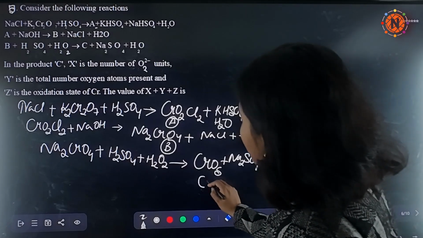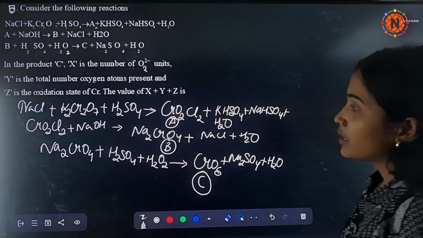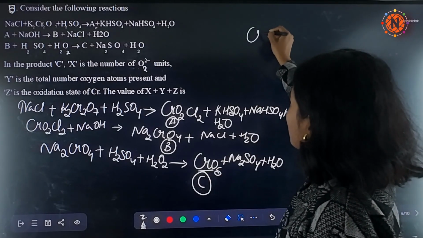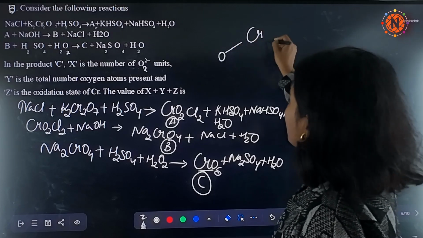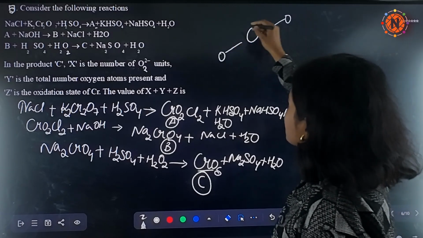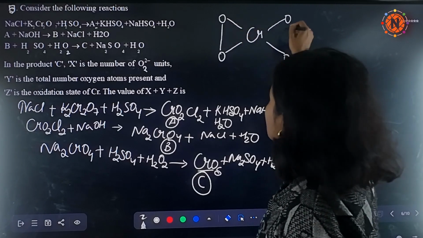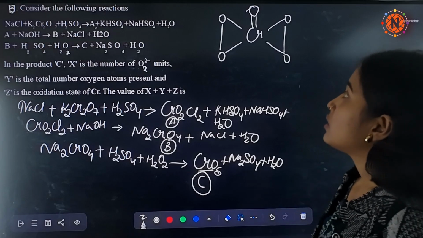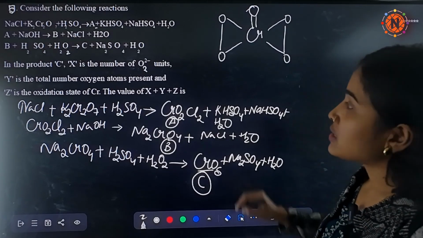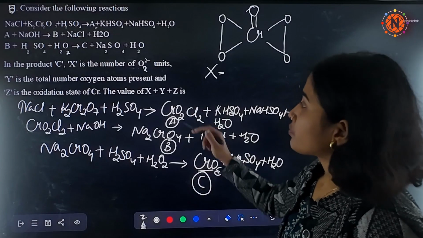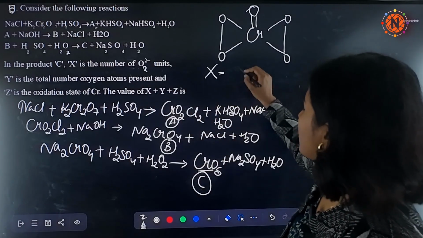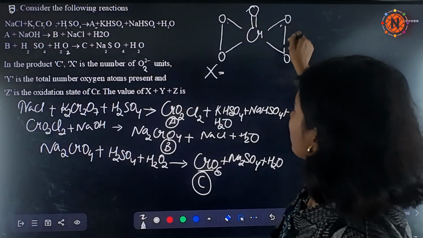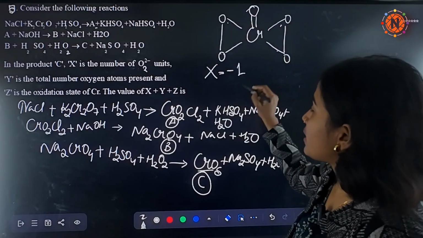Now we are talking about the product C. What is the structure of chromium pentoxide? Chromium pentoxide has a butterfly form of structure, where the oxygens form peroxides between them and there is a double bond between chromium and oxygen. So what is X? If you see O2 2-, it means we are talking about this peroxide. The peroxide's oxidation state is -1, right?